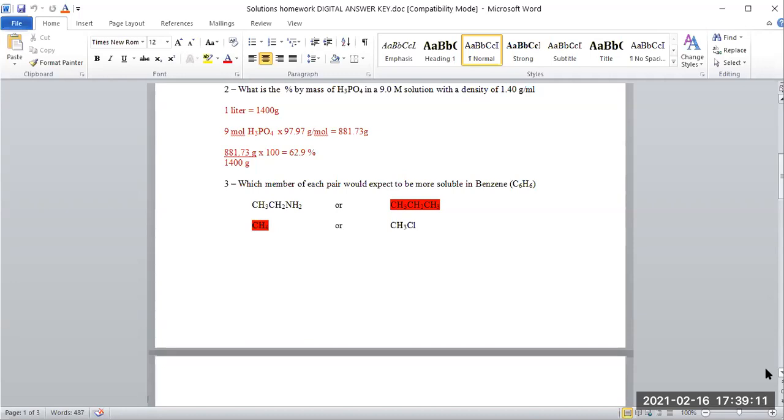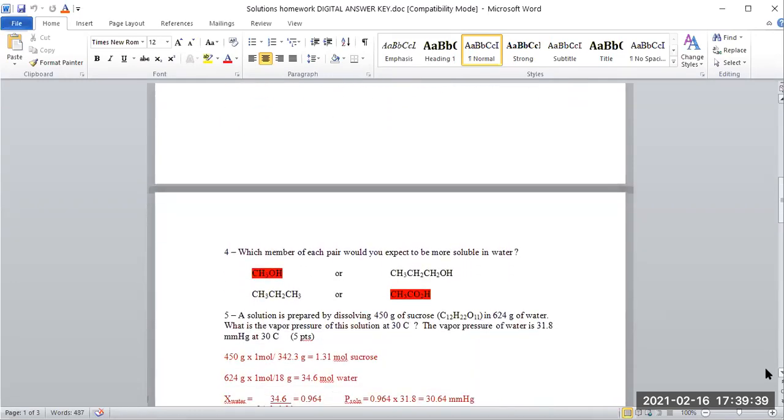Again, 2 similar molecules in the second set there. We have methane, which has just a single carbon and accompanying hydrogens. The other molecule having a chlorine atom. Chlorine is more electronegative. That would make that molecule somewhat polar, makes the methane more soluble in benzene.